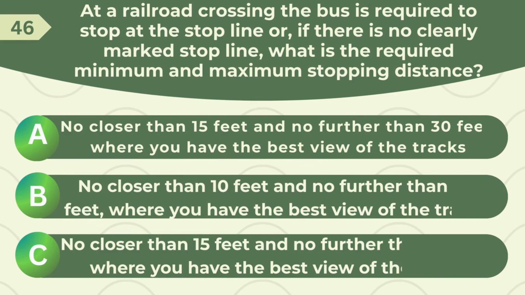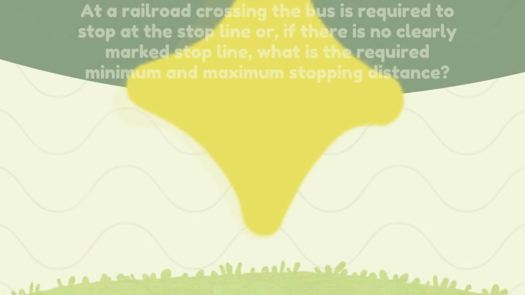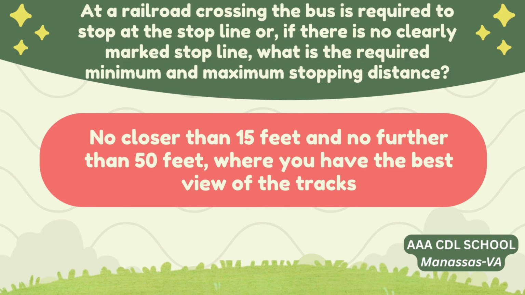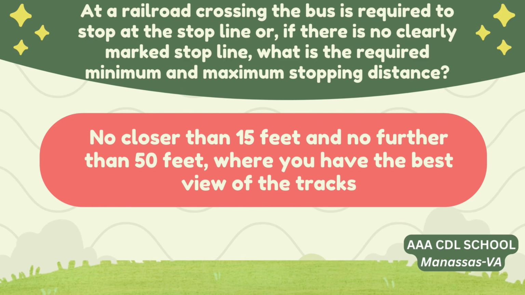At a railroad crossing, the bus is required to stop at the stop line or, if there is no clearly marked stop line, what is the required minimum and maximum stopping distance? A. No closer than 15 feet and no further than 30 feet, where you have the best view of the tracks. B. No closer than 10 feet and no further than 40 feet, where you have the best view of the tracks. C. No closer than 15 feet and no further than 50 feet, where you have the best view of the tracks. Correct answer: no closer than 15 feet and no further than 50 feet, where you have the best view of the tracks.